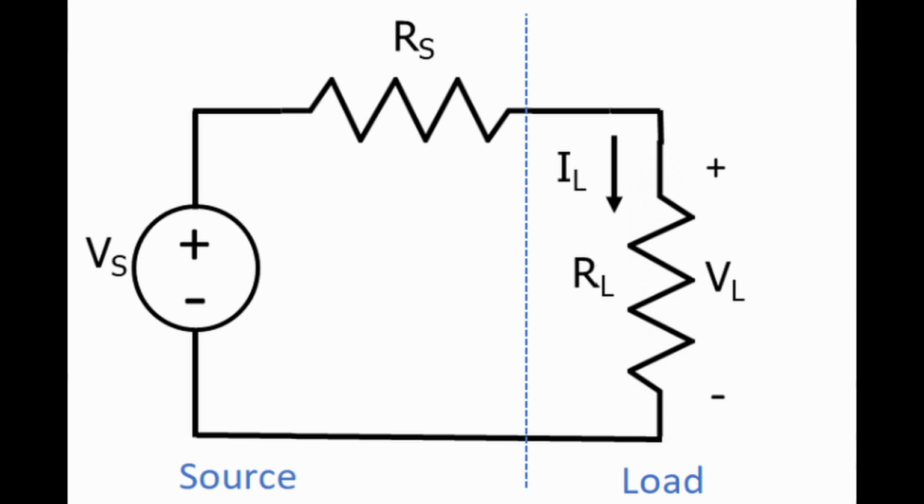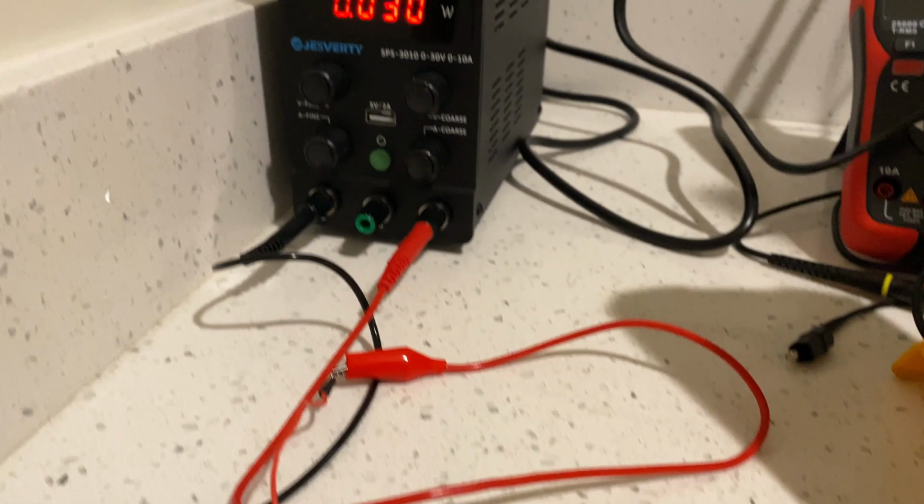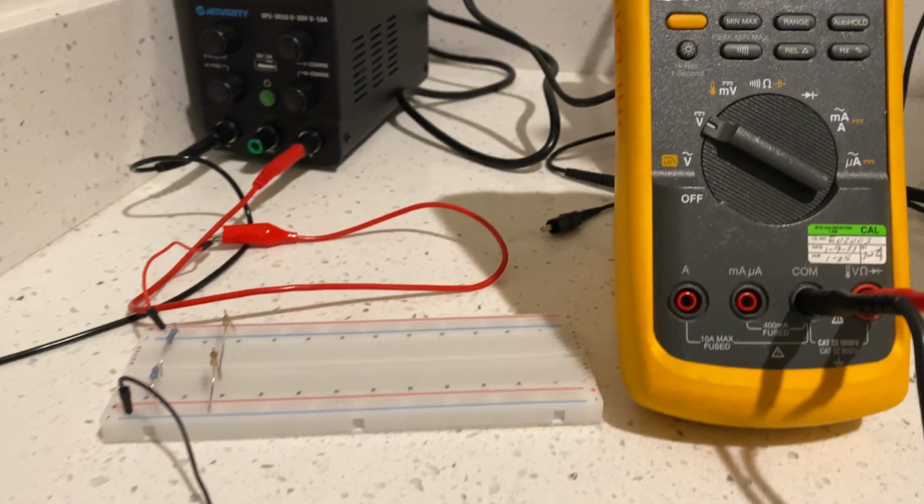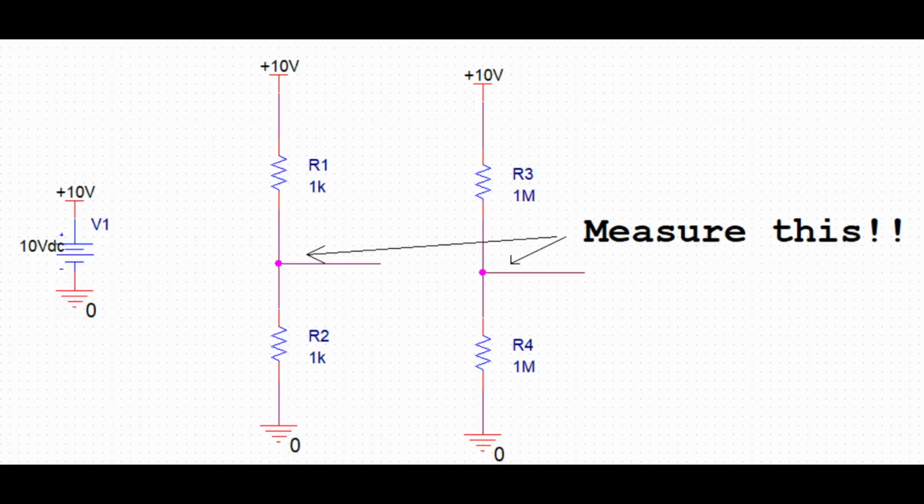Before we dive into the concept of input and output impedance, let's do a very basic experiment. So I've connected two 1K resistors and two 1 mega ohm resistors in voltage division configuration here. I'm supplying it with a 10 volt supply. So let's just measure the voltage that we get at the midpoint of this configuration.